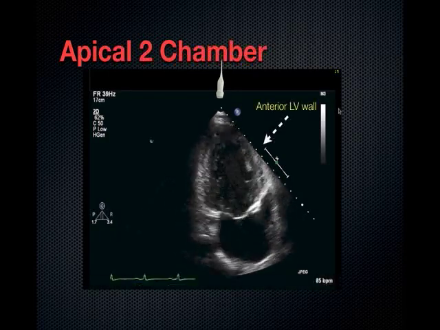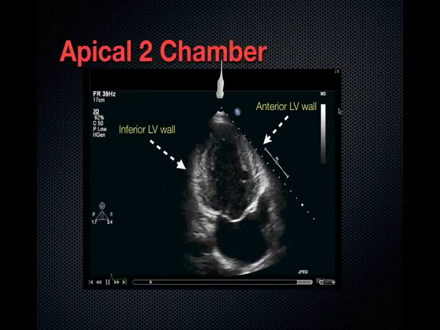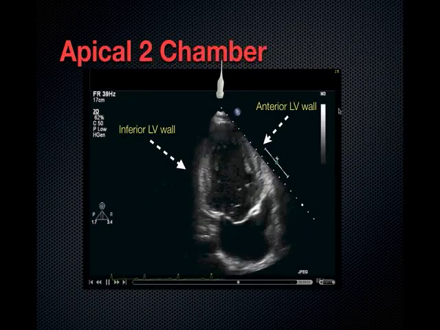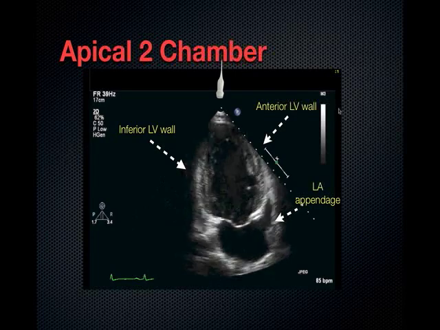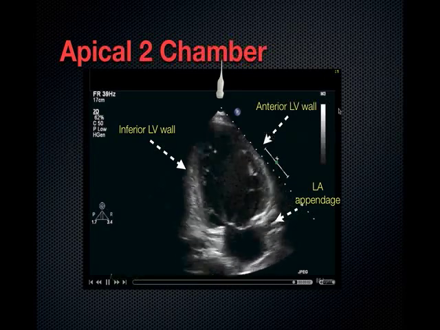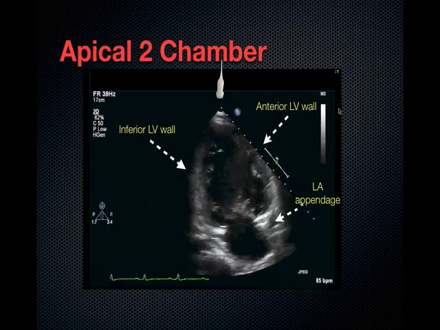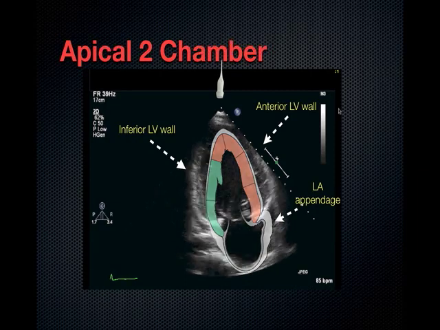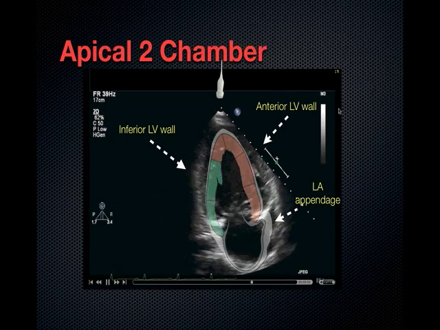And this is important because if you're suspecting inferior wall infarcts or you're looking for wall motion abnormalities, gross wall motion abnormalities, you would not necessarily see the inferior wall very well in the apical 4-chamber view. So you do need to turn to look at that inferior wall. Here are the different vascular territories, the LAD, circumflex.